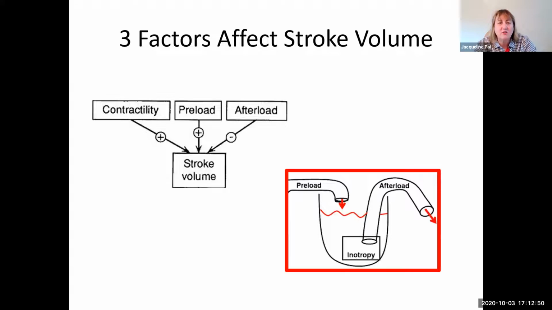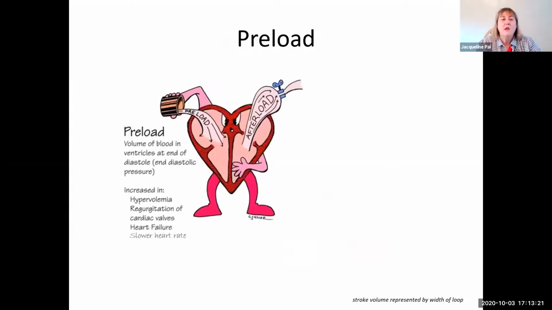So there are three factors which directly affect this: contractility, preload, and afterload. Preload and afterload, we haven't used those words before, but contractility, we used that word previously when we were talking about inotropic. So those two words are synonymous with us. And generally, as contractility and preload increase, the stroke volume goes up, and as afterload increases, stroke volume goes down. But we'll see why that is once we understand what those concepts are.